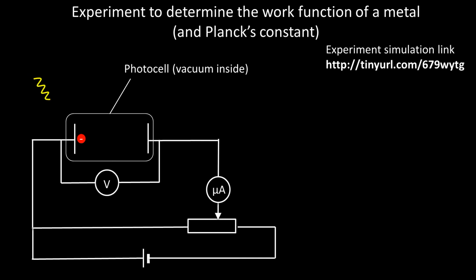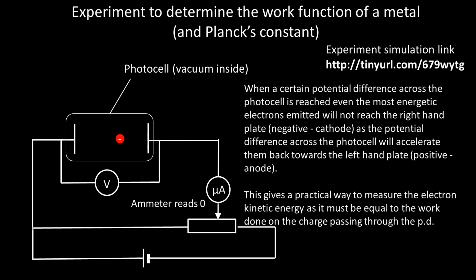So something like this happens. The photon comes in, and the electron doesn't quite manage to get across before it's turned round and hits the original plate. Whilst it's still ejected from the surface, it does not go through the ammeter, so there is no current registered.